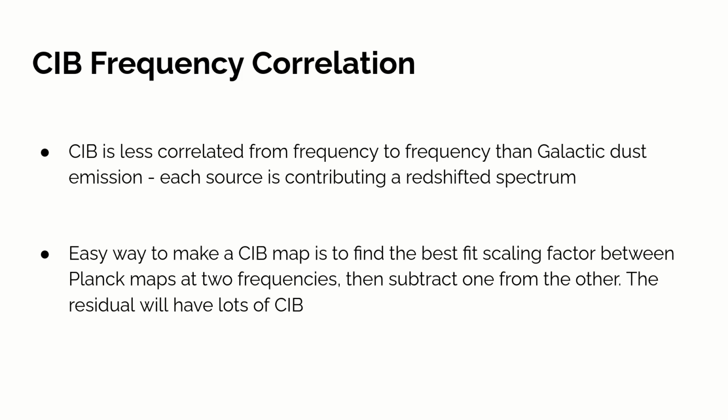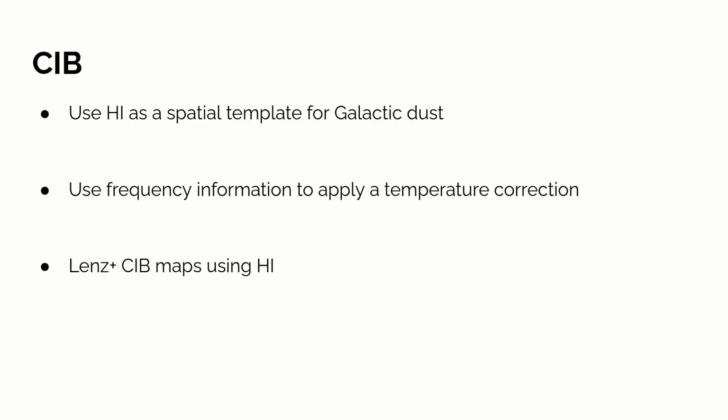CIB is less correlated from frequency to frequency than the galactic dust emission is, and each source is contributing from a different redshifted spectrum. So there is a naive way of making a CIB map, which is just to find the best fit scaling factor between the Planck maps at two frequencies, given by the thermal dust SED, for example, and subtract one from the other, and the residual will have a lot of CIB. Not only CIB, but a lot of contamination too.